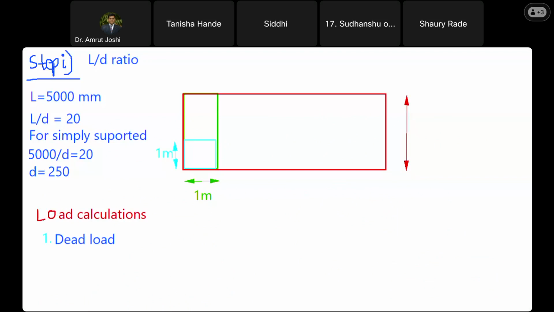It is given in the problem. This is 4 meter. So in that case, this should not be 5000. It should be 4000 mm. And this should not be 5000 by D. It should be 4000 by D. Now tell me. Sir, 200. Okay. So therefore we require D equal to 200.